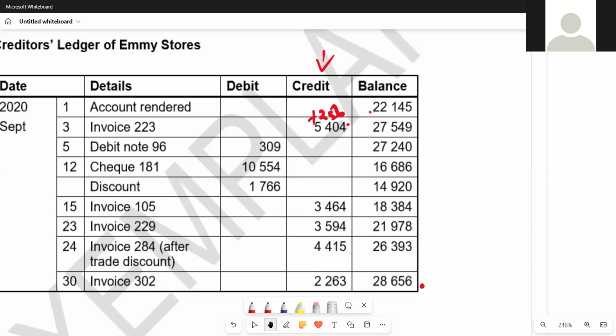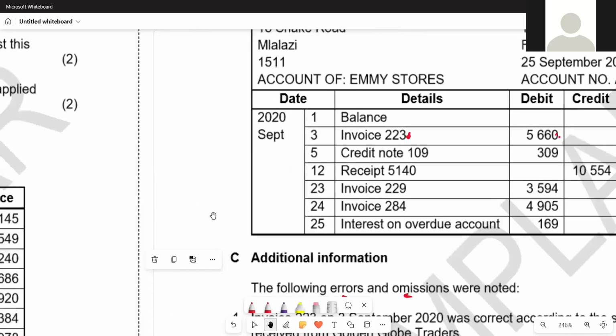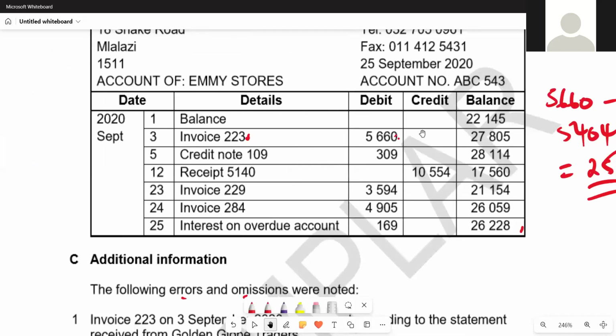So we are entering on the credit side. That is the issue. The entry is going to the credit side. But what we have to take note of is that when we correct by entering on the credit side in the ledger, it's going to be a plus. But when we enter on the debit, it's going to be a negative. And the opposite is true when you go to the statement of account. Let's just be there so that we can make it clear here.